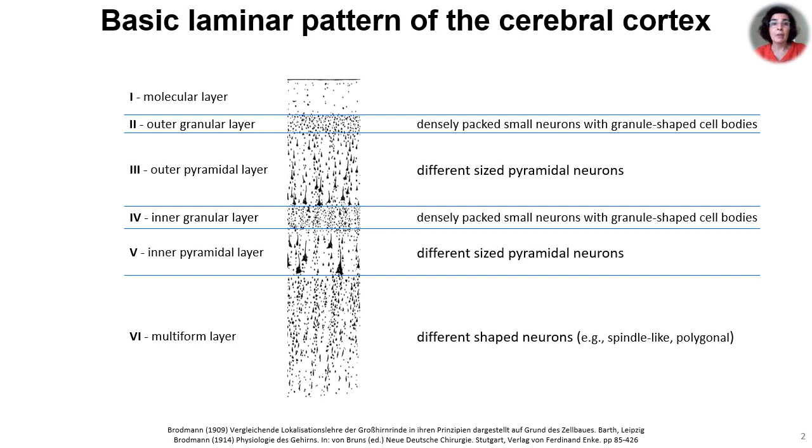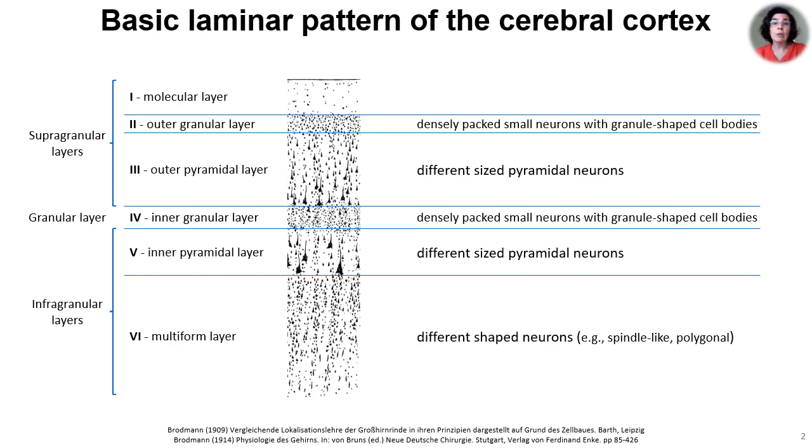Layer 4, the inner granular layer, also contains small granular cells, and its thickness varies considerably between the different isocortical regions, reaching the largest width in primary sensory areas. Layer 5 consists mainly of pyramidal cells of large but variable size and is most prominent in areas of the cingulate cortex. Whereas layer 6 is called the multiform layer because it contains cell bodies of different shapes, for example, spindle-like or polygonal.